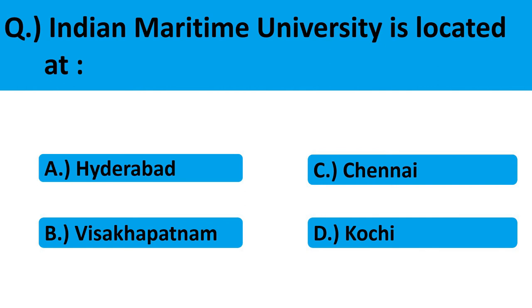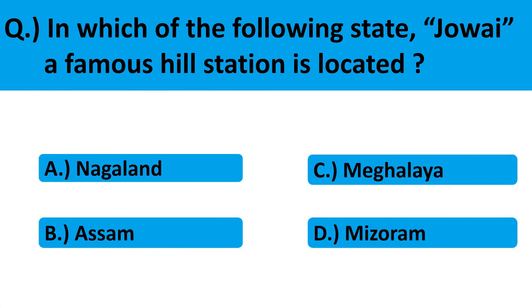Question number 81. Indian Maritime University is located at? Correct answer is Chennai. Question number 82. In which of the following states is Jawai, a famous hill station, located? Correct answer is Meghalaya.